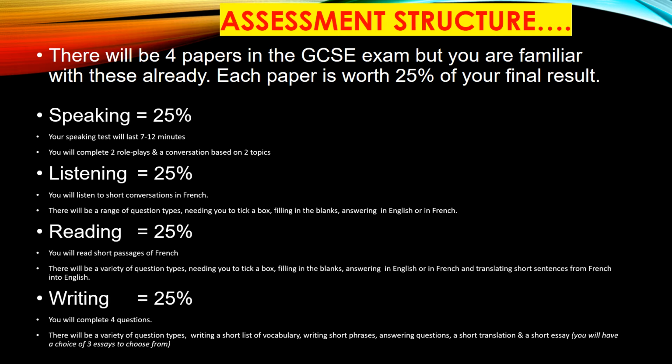The third question on your writing paper is a short translation activity. But this time the translation is you get the English and you have to translate it into French. And the final question on your writing paper is a short essay. You will have a choice of 3 essays. One will be taken from each context area that I'm going to show you in a minute. And you will have 5 bullet points and you'll have to write a short couple of sentences under each bullet point referring to the question title.